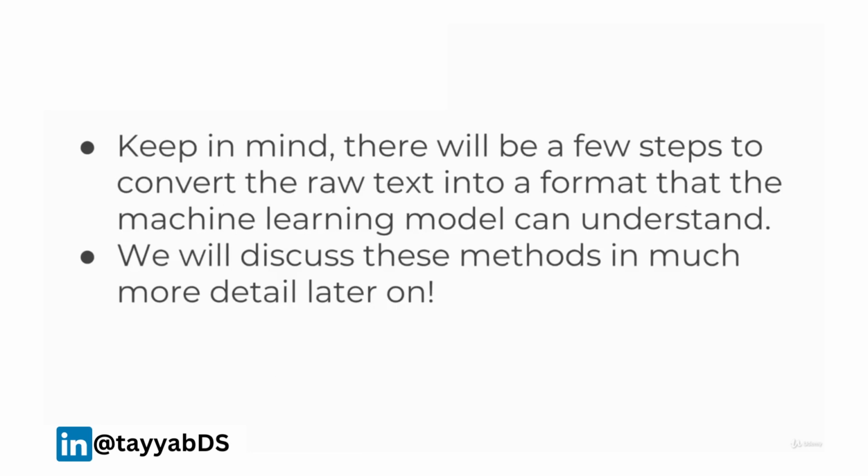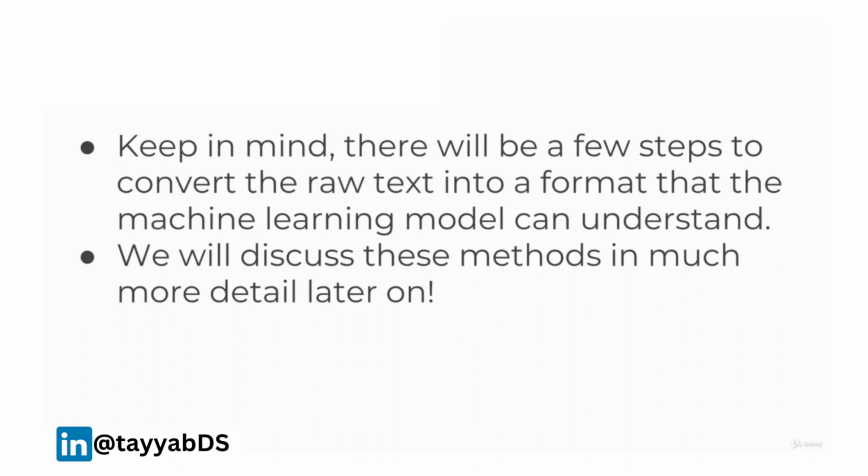Whenever we're dealing with raw text, we're going to have to do a little bit of work in vectorization in order to translate the raw text into numerical information that the machine learning model can understand. Whether it's a text message from a cell phone, an email, or a movie review that's been written down, there will be some steps that we're going to cover later on in converting that raw text information into numerical information. We're going to discuss these methods in much more detail later on.